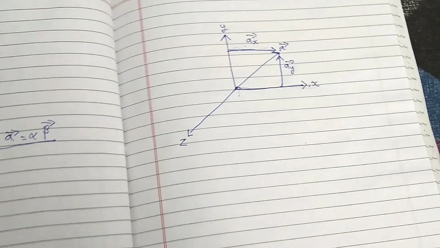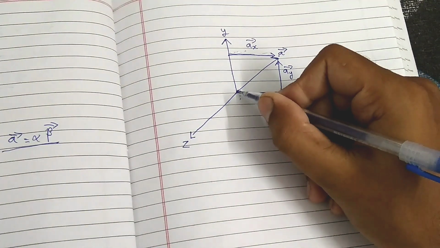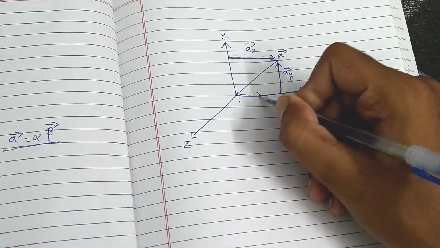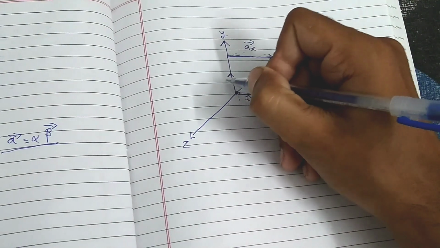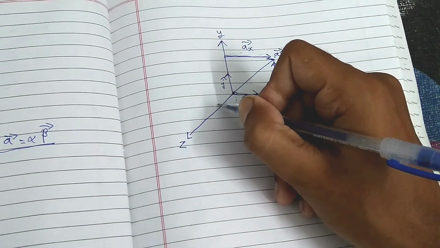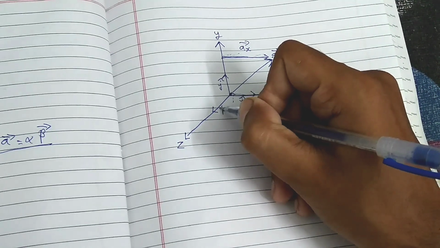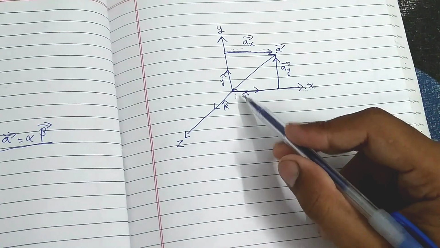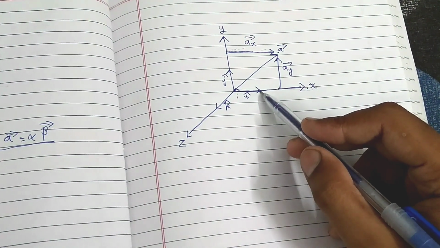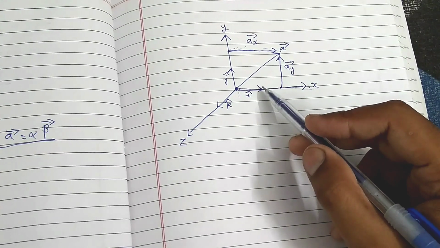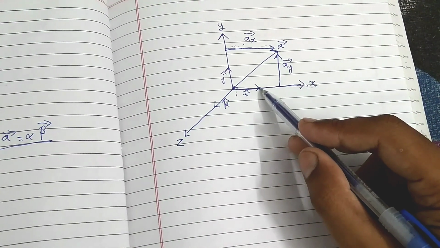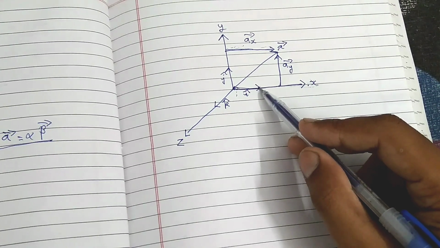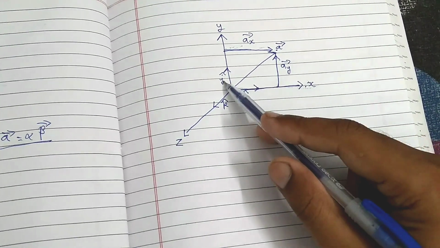So now I have the unit vectors. I can make vector i along the x-axis, vector j along the y-axis, and vector k along the z-axis. These are my unit vectors. I have made arrows here because their magnitude is 1. Magnitude tells us how long the vector is. Their magnitude is 1, so I will make their arrow only where there is 1 on my graph.